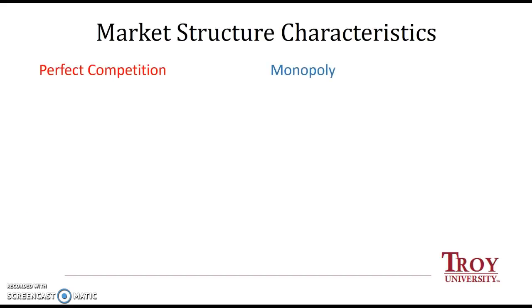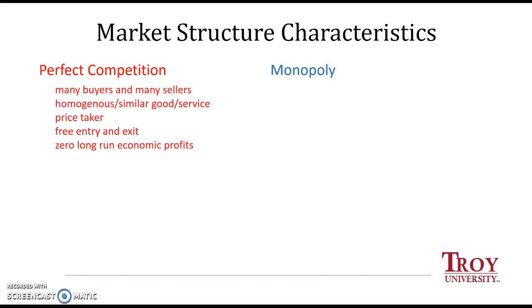Among perfectly competitive firms, we have these five distinguishing characteristics: many buyers and many sellers, homogeneous or similar goods or services, price taker, free entry and exit, and zero long-run economic profit. What makes perfect competition unique is that each firm only produces a tiny fraction of market output and can't control the price of the good they are selling.